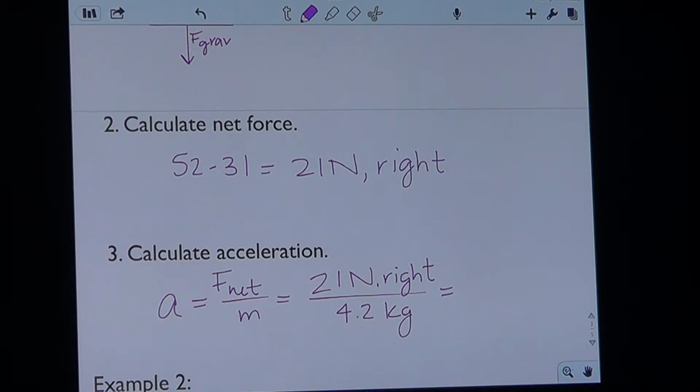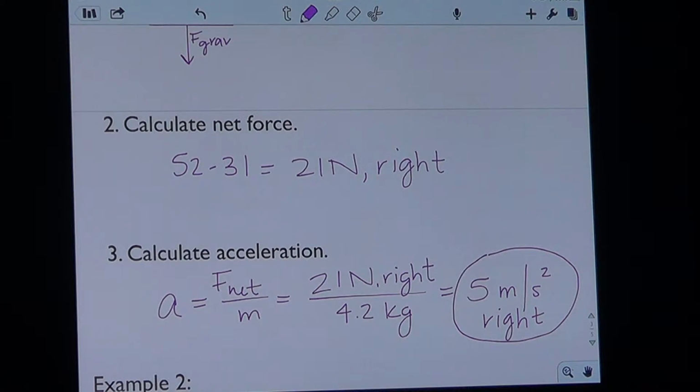Okay. And that will give us what? 5? So 5 meters per second squared, right. Acceleration does need a direction. If you have newtons over kilograms, your acceleration is going to be in meters per second squared. Okay?